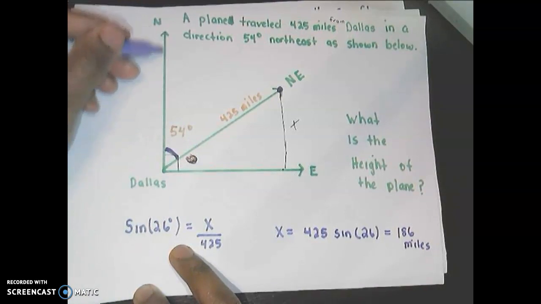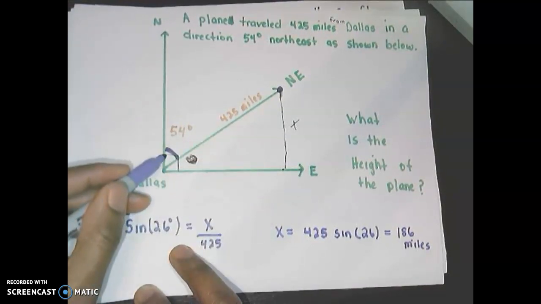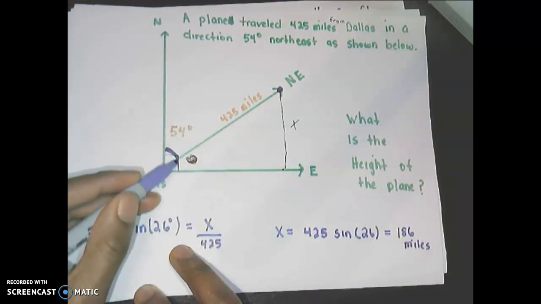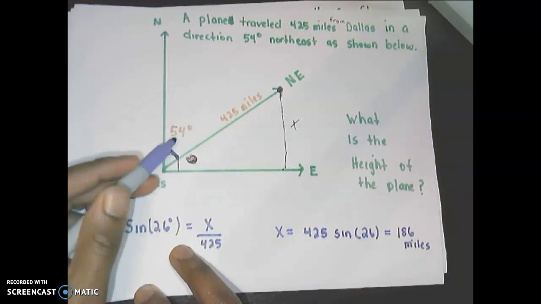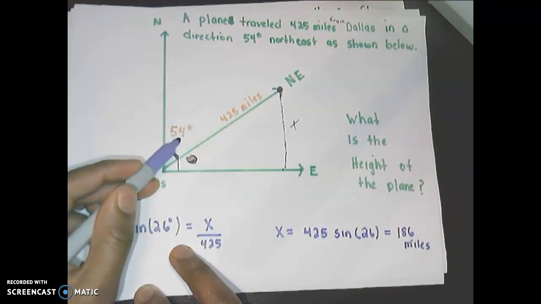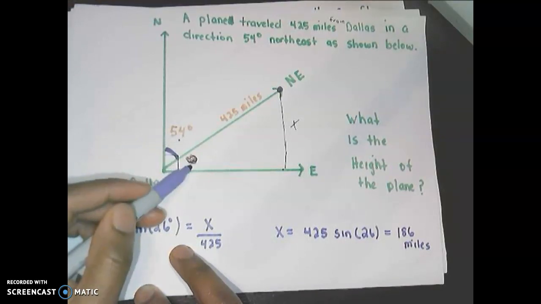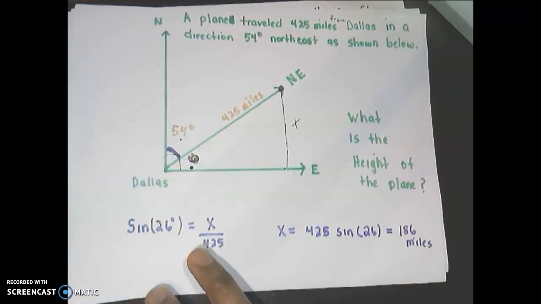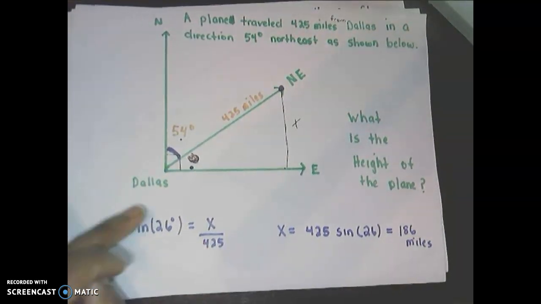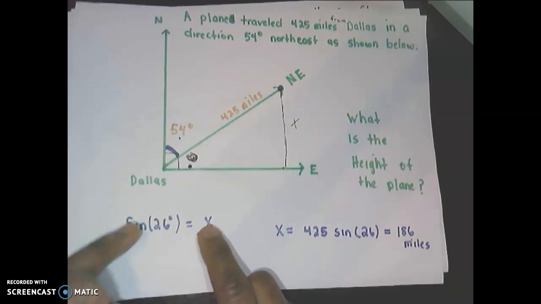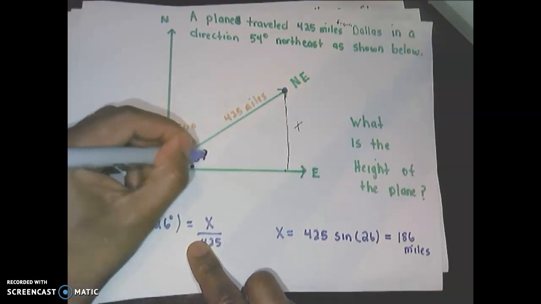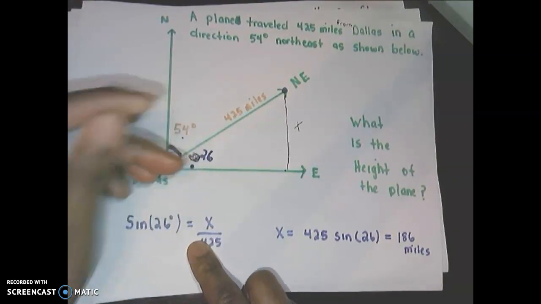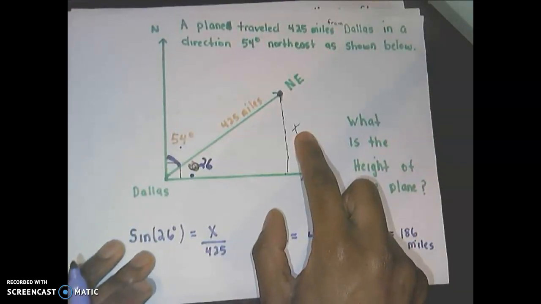Now we have a vertical line and a horizontal line, so they're going to intersect and create a right angle. So I know this total angle here is 90 degrees. So if this part is 54 degrees, this other angle has to be 26 degrees because they're complementary. And so I know this angle here is 26 degrees.